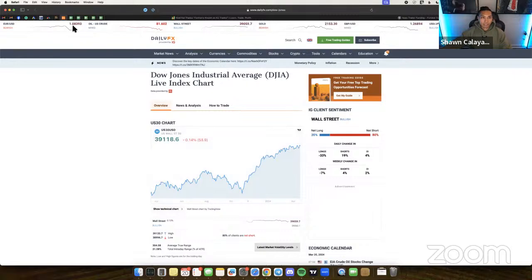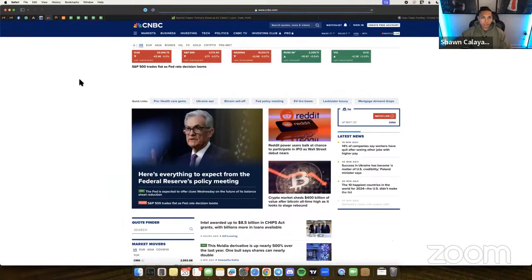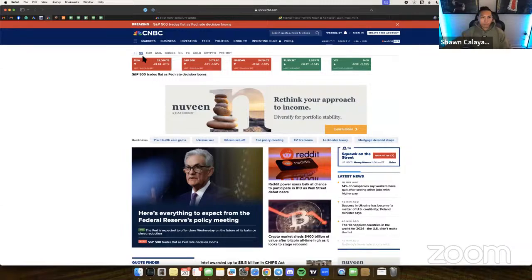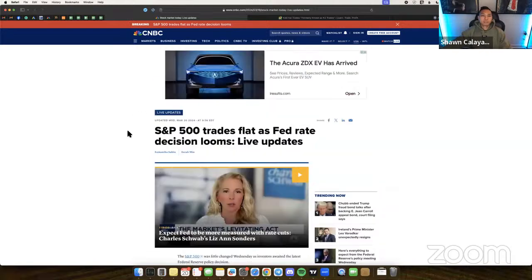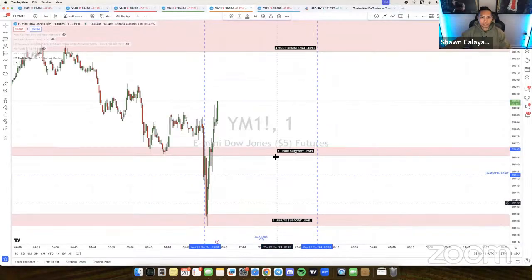Retail sentiment is still high. It's 80% short. Looking over here, the fundamentals are currently negative 43. They're pretty much bearish and neutral. Looking over here at CNBC, they reported, S&P 500 trades flat as Fed rate decision looms. This is exactly what I said earlier. Market's probably going to be sideways for the entire session up until closer to the Fed rate decision, which is at 11 o'clock. So we might just get sideways movement from now until then. Price might climb, but regardless, price is still sideways.